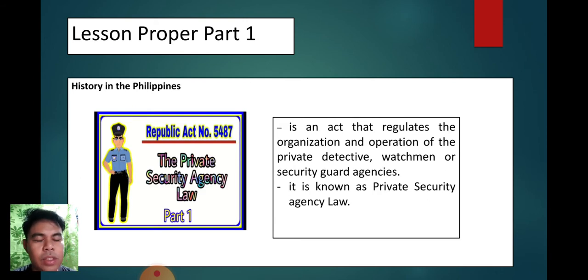Another law was passed during that time, Republic Act 5487. It is called the Private Security Agency Law. This act regulates the organization and operation of private detective, watchman, or security guard agencies. At that time, our security officers or security guards were called watchmen. Take note of that, class.